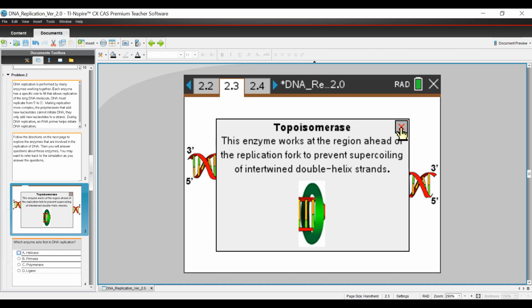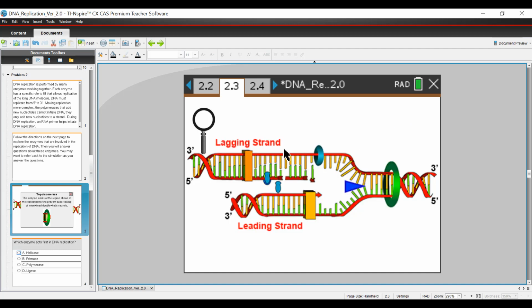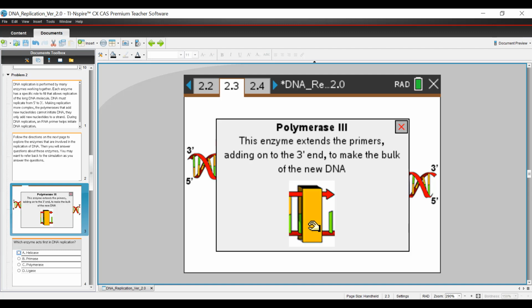And so topoisomerase is an important enzyme in that regard. We also have, let's see, we'll do this one. This is polymerase 3. Now, polymerase 3 works on both the leading and lagging strand. I want to repeat that. Polymerase 3 works on both the leading and lagging strand.